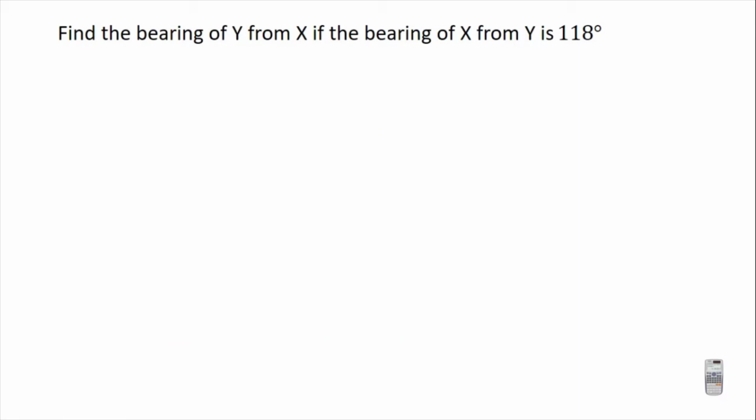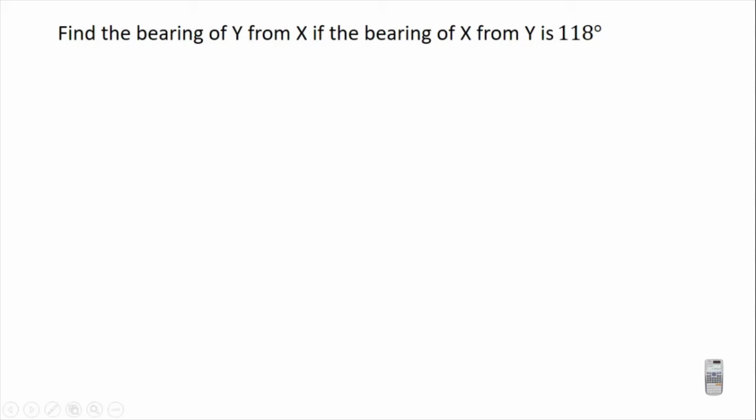Find the bearing of y from x if the bearing of x from y is 118 degrees. So the bearing of y from x is the back bearing of x from y. So all the question is telling us to do is to find the back bearing. We learned in the previous video that to find the back bearing, if the bearing given to you is between 0 degrees and 180 degrees, add 180 degrees to it in order to get the back bearing. Here the angle we have is 118 degrees. It's between 0 degrees and 180 degrees.